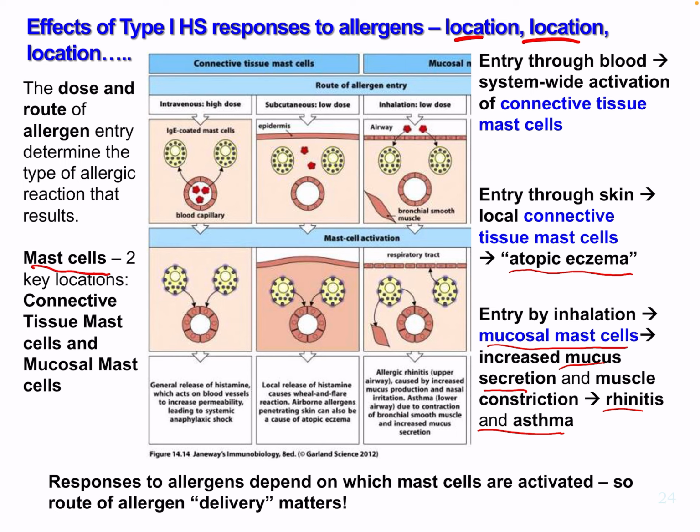So there are two key locations for mast cells: connective tissue mast cells and mucosal mast cells. Responses to allergens depend on which mast cells are activated, so the route of allergen delivery matters. So again, here we have intravenous in the blood, subcutaneous for the skin, and inhalation. You can see here different types of reactions.